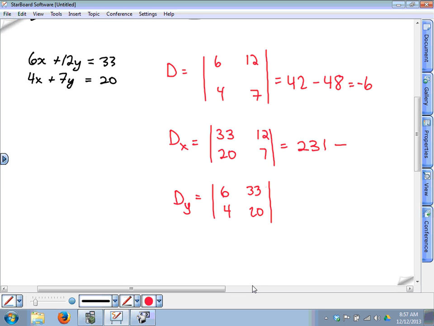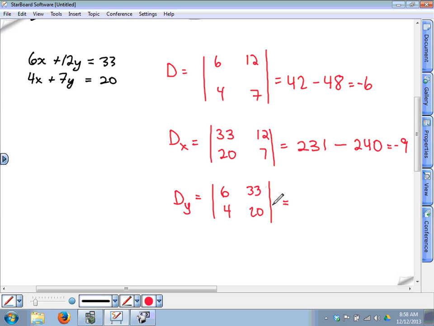Focus, you guys. 12 times 20. What's an easy way of doing that one in your head? 12 times 2 and add the 0. What about 12 times 10? That's 120, then you can times that by 2. There are a lot of ways you can do some simple mental math, but it's 231 minus 240. That turns out to be negative 9.